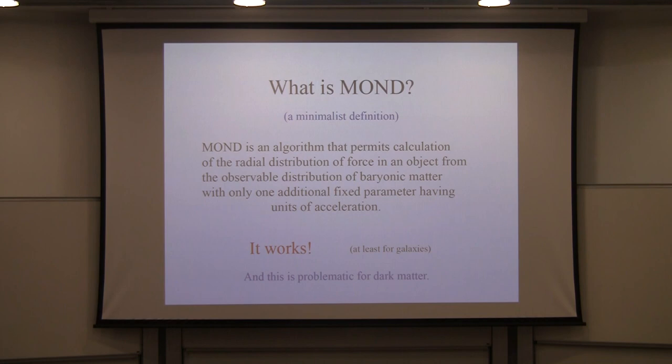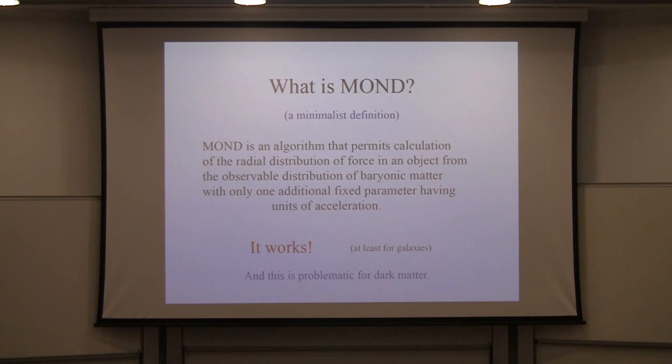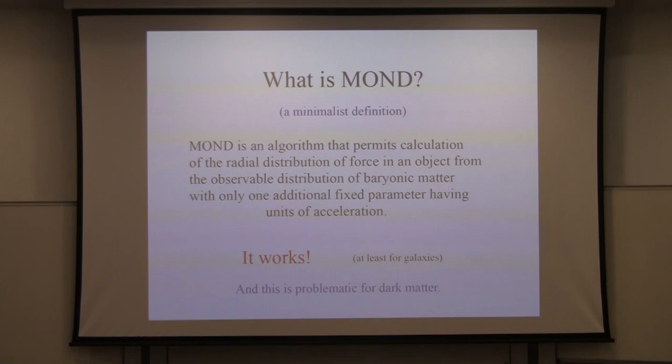A minimalist introduction to MOND, or a definition of MOND, I should say. MOND, of course, is an algorithm. This is the simplest definition you can give. It's an algorithm that permits the distribution of force in an object from the observable distribution of baryonic matter, with only one additional fixed universal parameter, with units of acceleration. That's it, and it works.